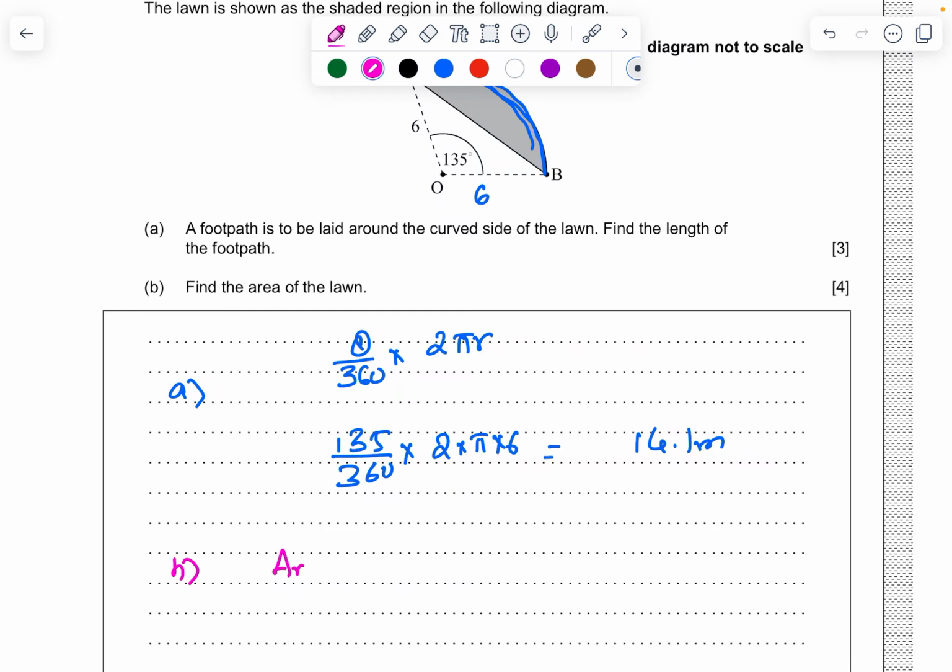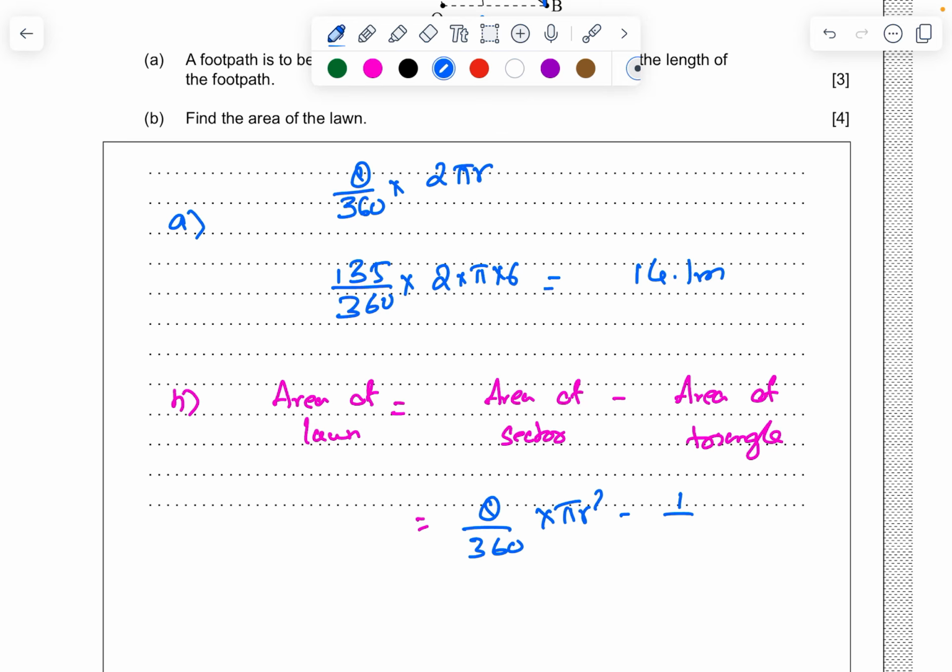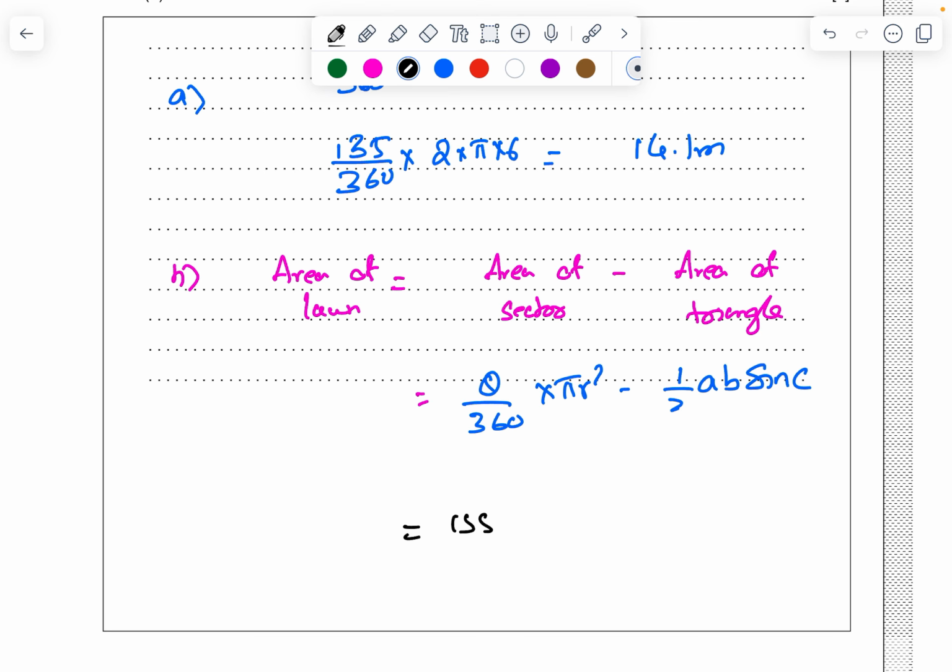Find the area of the lawn. Area of the lawn is going to be area of sector minus area of triangle. Area of the sector is theta upon 360 times pi r squared. Area of a triangle is half ab sine C. So 135 upon 360 times pi times 6 squared minus 1 upon 2 times 6 times 6 times sine 135. Simplify that, you should be getting the answer as 29.7 meters squared.